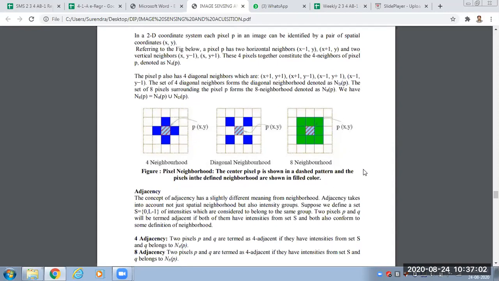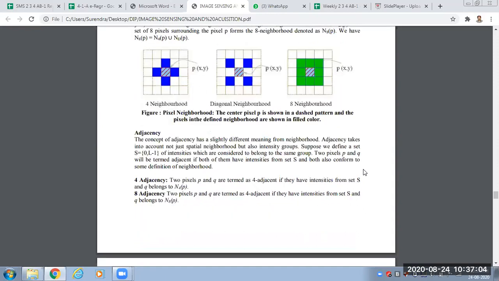This is the neighborhood concept. Now the adjacency. Adjacency is similar to neighborhood, but slightly different. It considers intensity values with another image, not the same image. In the previous case, only the same image, image 1. In the first image, 4 neighborhood, diagonal neighborhood, 8 neighborhood. So in these three cases, we are considering only a single image. But in adjacency, we must consider two images. We consider one pixel from the first image, and a second pixel from the second image.